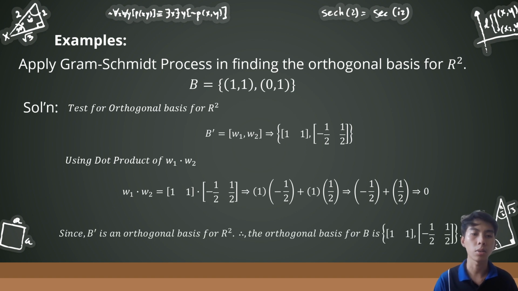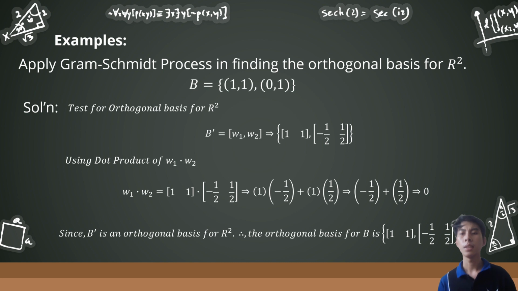Since the dot product of the vectors in B prime is equal to 0, B prime is an orthogonal basis for R2. Therefore the orthogonal basis is the set of vectors (1, 1) and (negative 1 over 2, 1 over 2). So that is how to find the orthogonal basis for R raised to 2 using the Gram-Schmidt process.